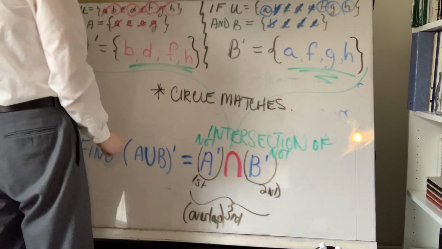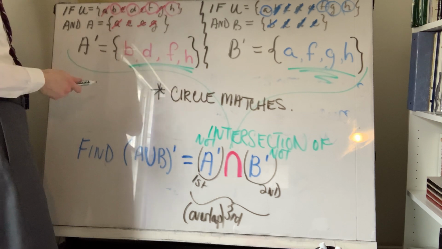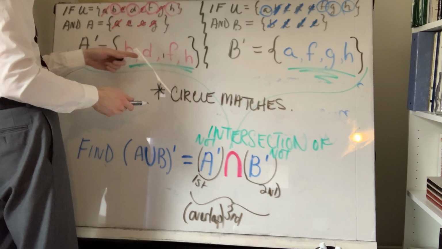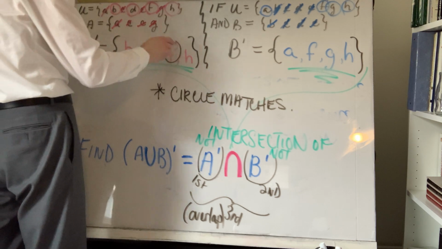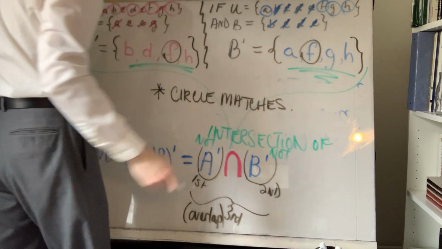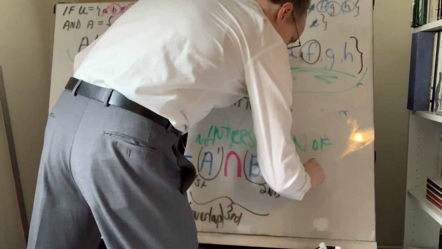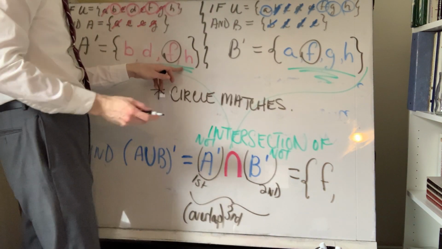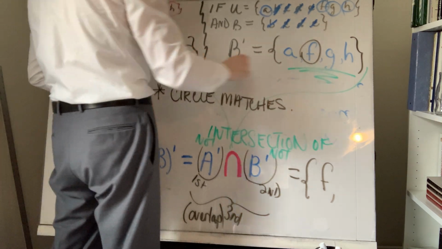Right. That's all. So what do these two things have in common? They don't have B in common. They don't have D in common. But as you can see, they have F in common. So the roster of this would be F, and then they also do not have G in common, but they do have H in common.